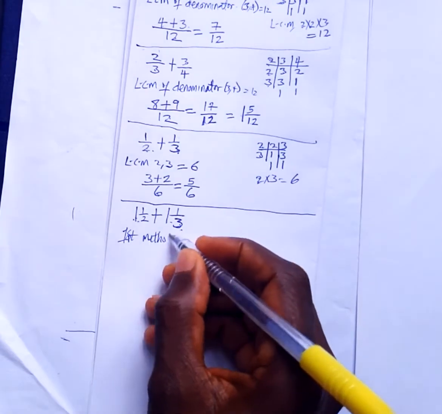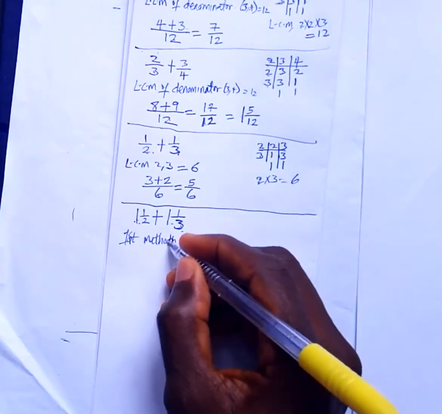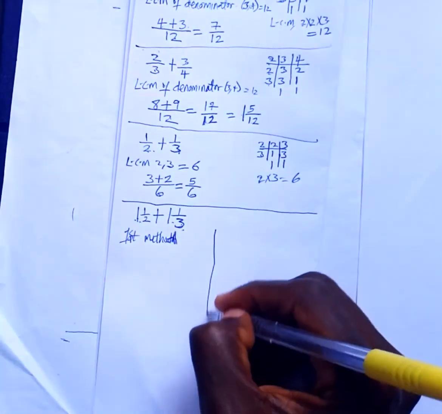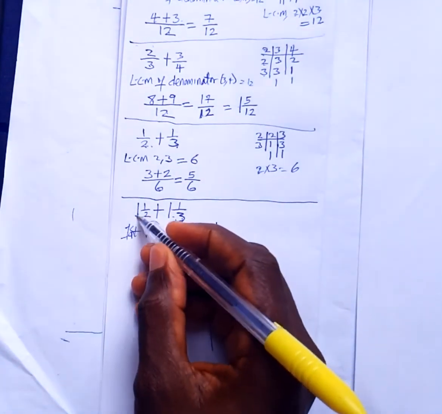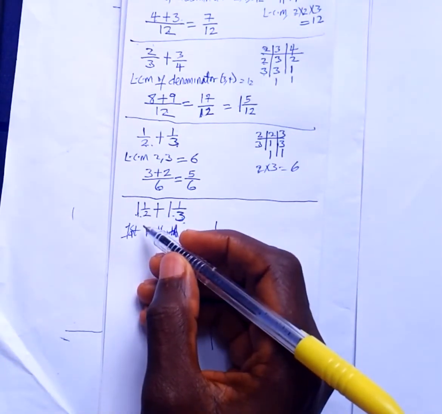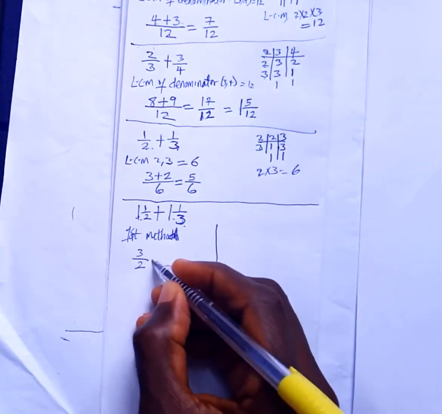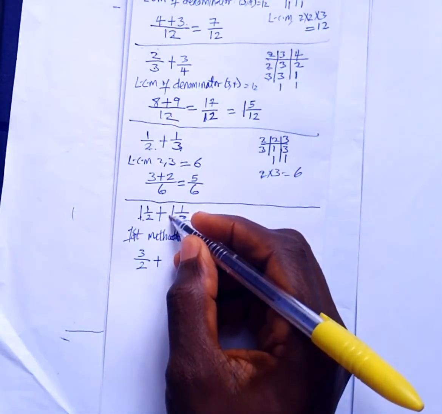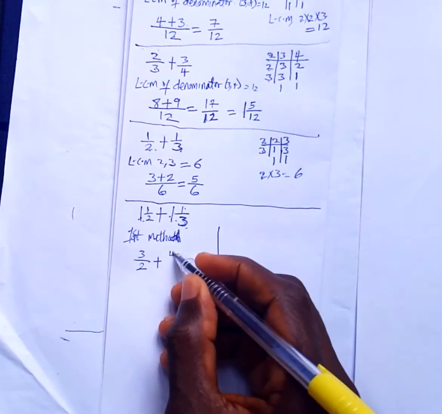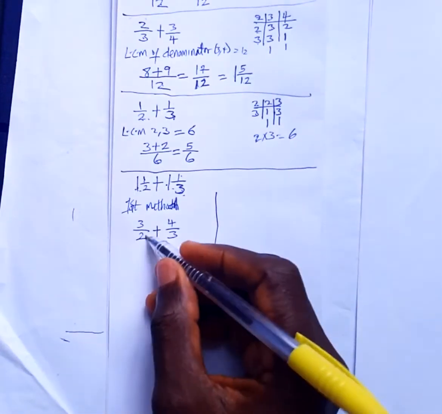Method. Let me divide this into 2. So we have 2 times 1. You convert to improper: 2 times 1, 2 plus 1, 3. You have 3 over 2 plus 3 times 1, 3 plus 1, 4, 4 over 3. So here we have our fraction again.